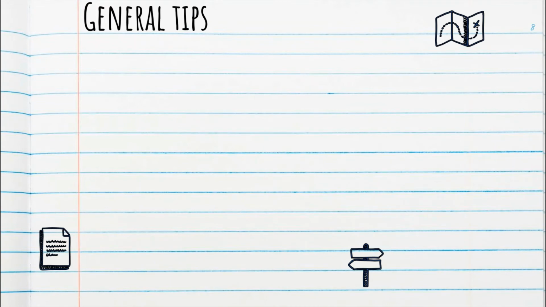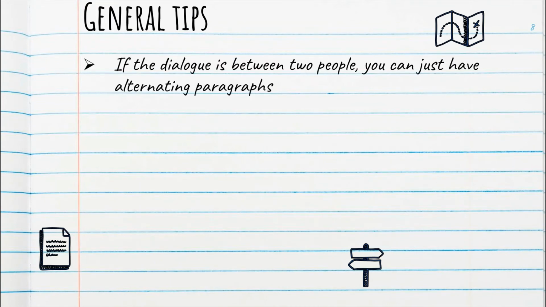And just a few more general tips to go on. First of all, if the dialogue that you're showing is between two people, you could just have alternating paragraphs. What I mean by that is every time you go from one paragraph to the next, even if it's just a single sentence or a single line, you always show that you're switching who's speaking by going from one paragraph to the next. So if you have dialogue between just two people, you can go from one to the next, one after the other, without constantly using speaking verbs.